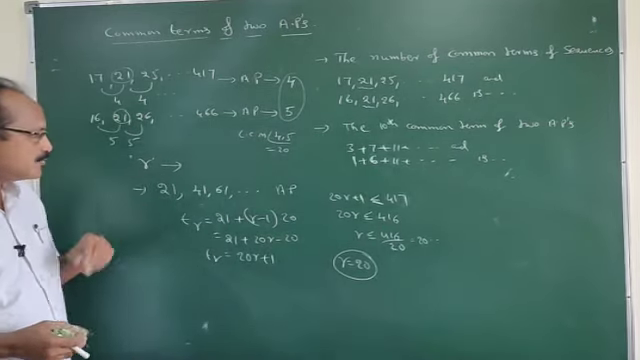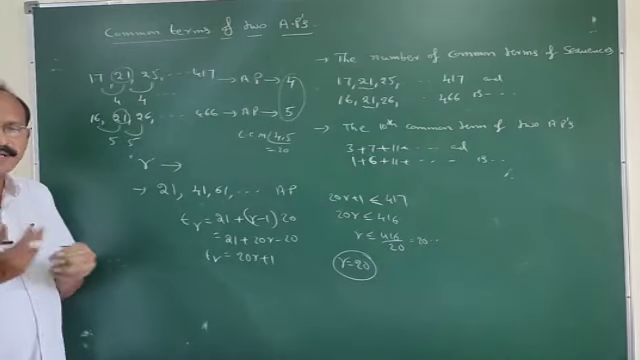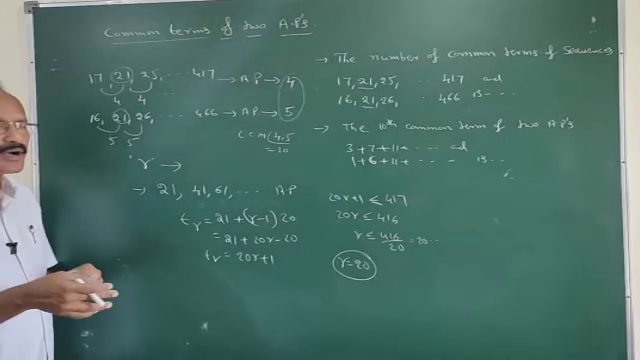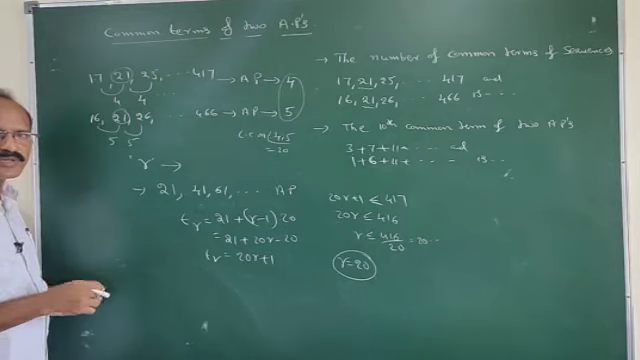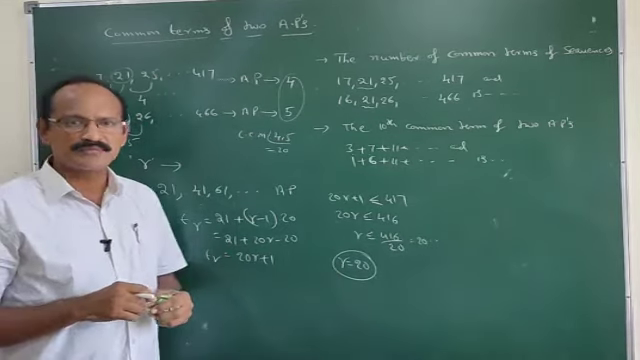Of course, you can also calculate a particular common term of the two sequences. Suppose there are 20 common terms.